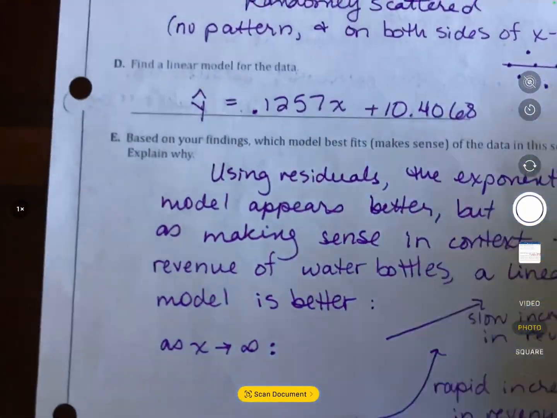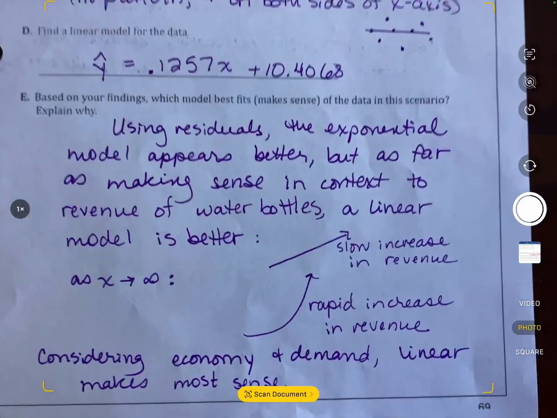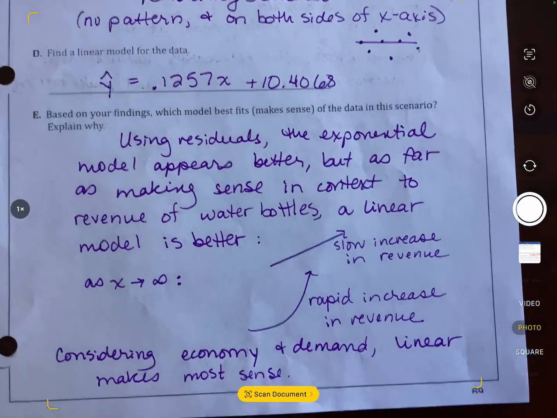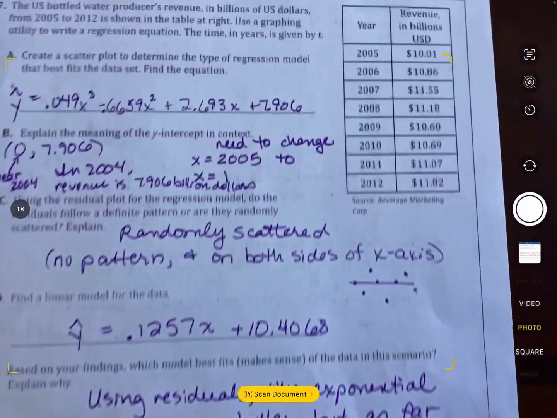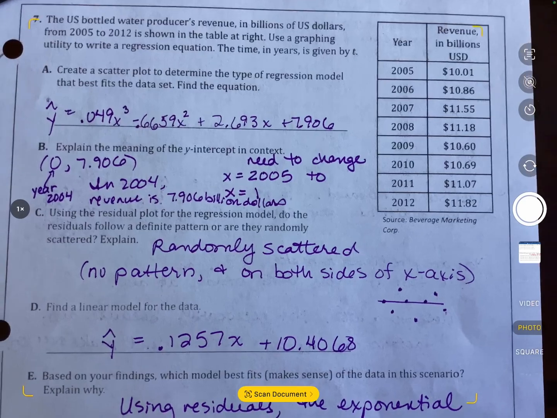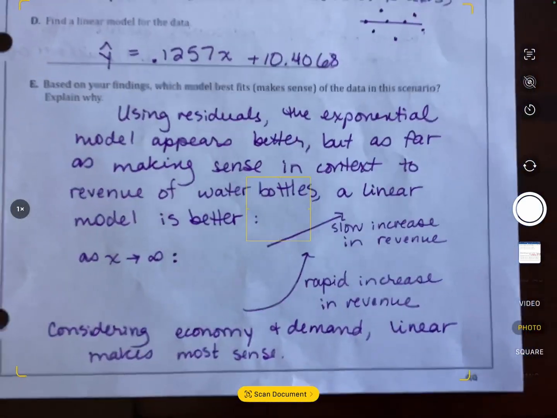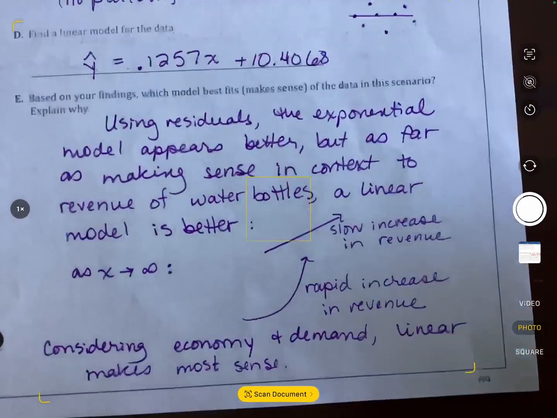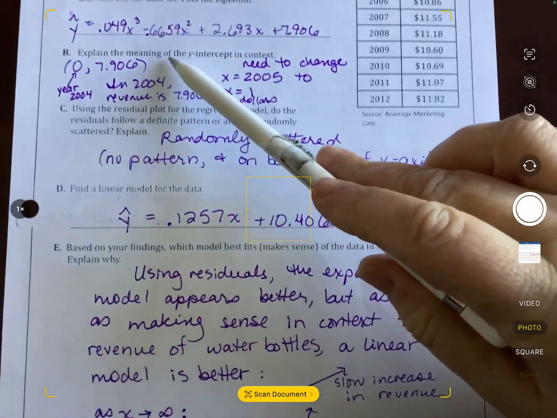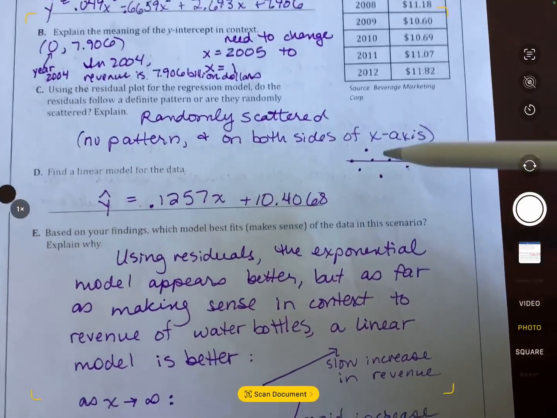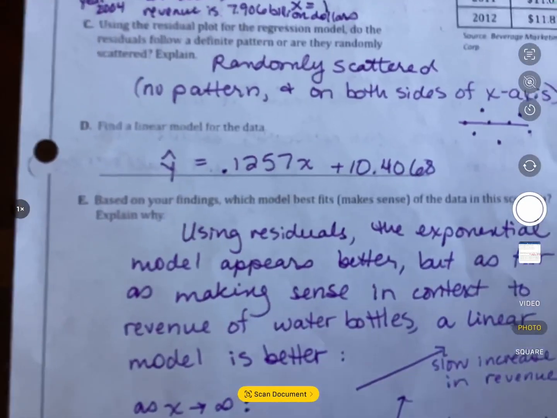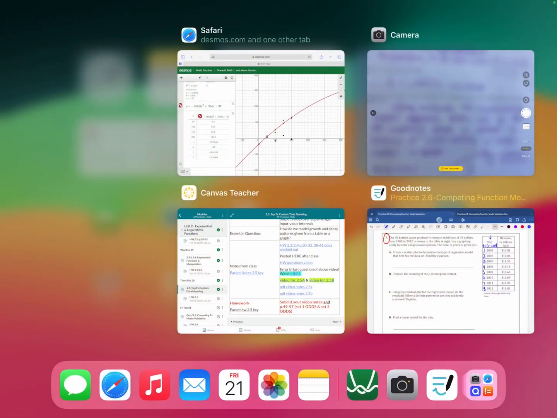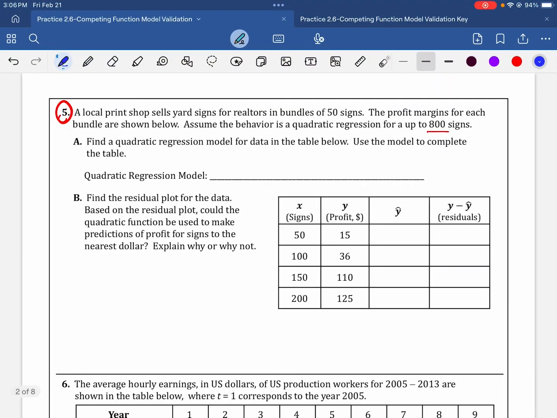However, because of the context of this particular problem, it's saying from the year 2005 to the year 2012, the revenue in billions of dollars in the US for the sales of water bottles, it wouldn't really make sense for the cubic graph. Where did I write it? I guess I wrote it on that other screen. Let me go back to that. On this screen. Oh, that was in my last video.